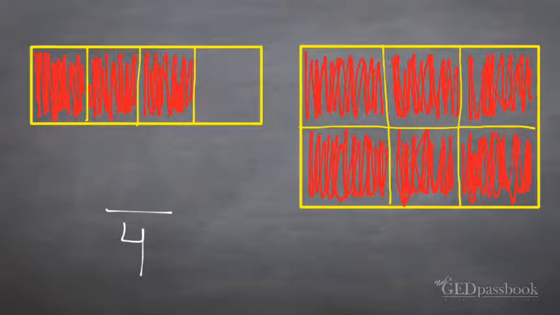But how many are shaded in red? How many were taken out? 3. So obviously it's 3 over 4. That's what we grew up with. That's what we know. It's 3 over 4. But let's get into the specifics of the whats and the hows.